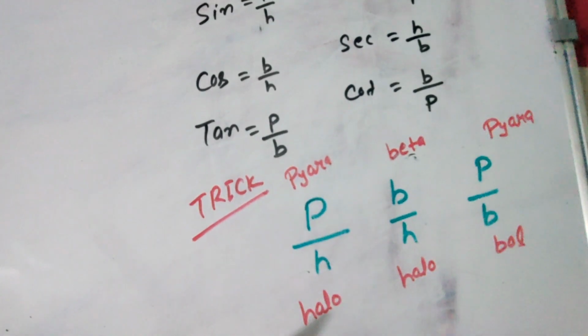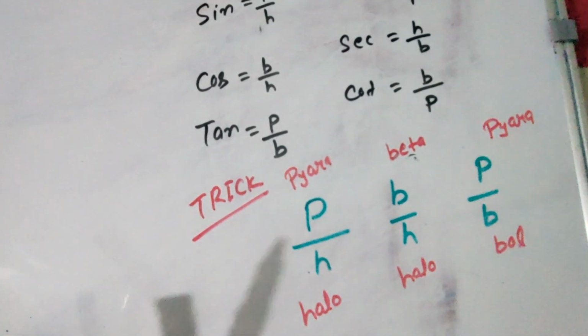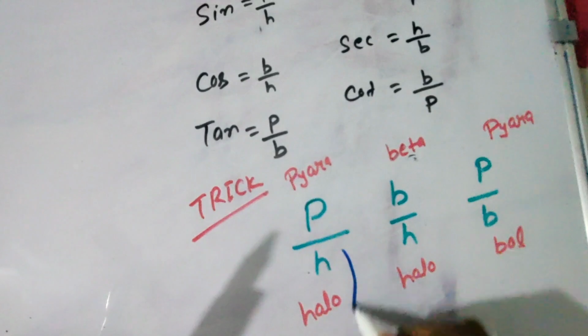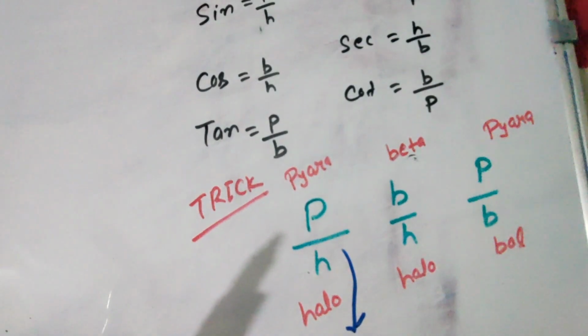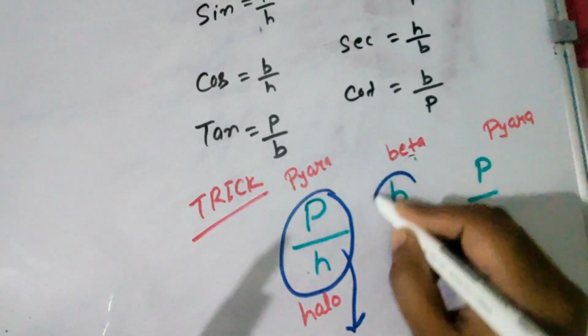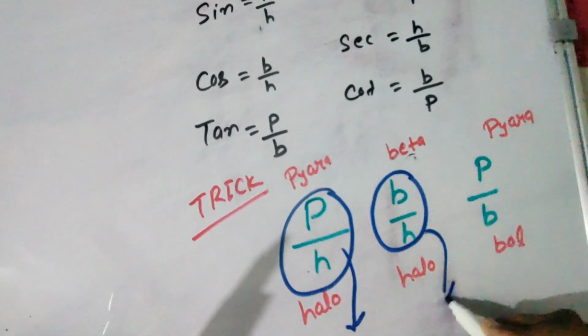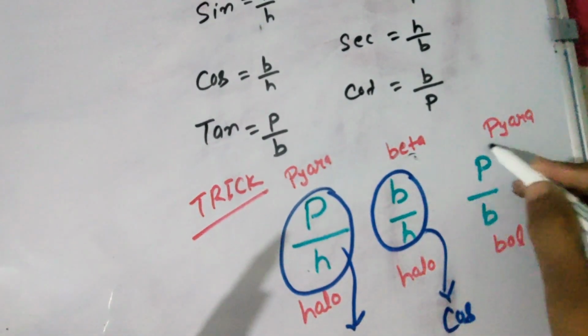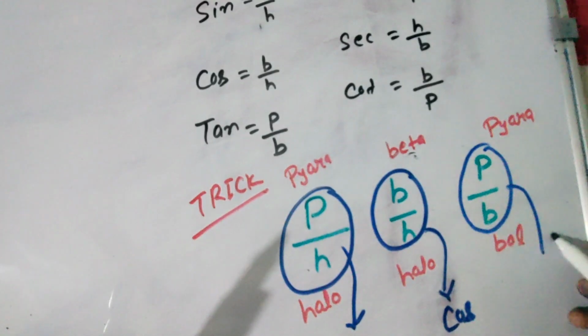This comes for sin. This comes for cos, and this comes for tan.